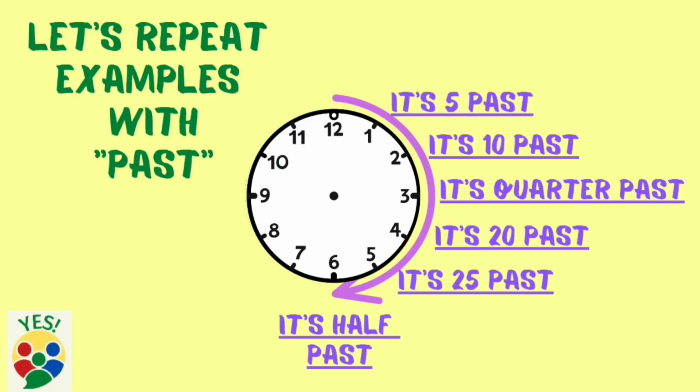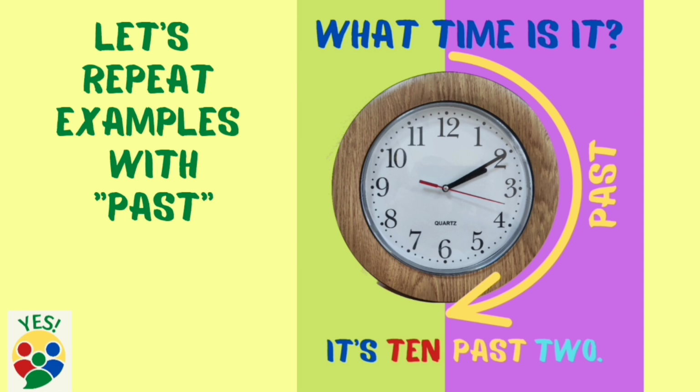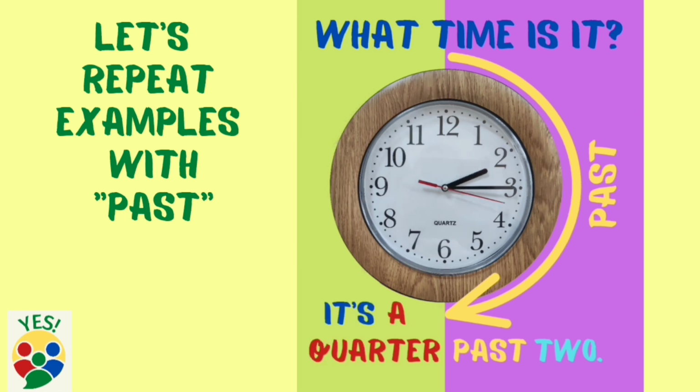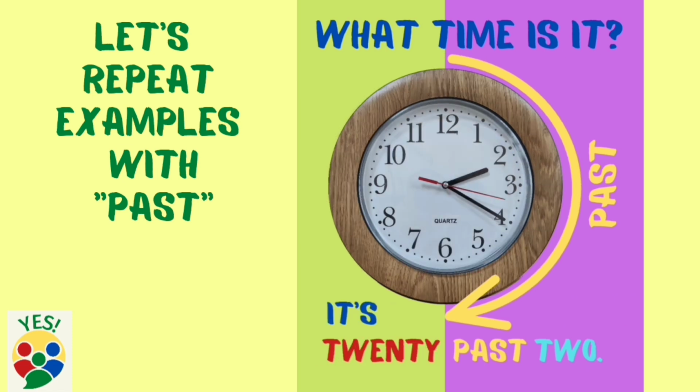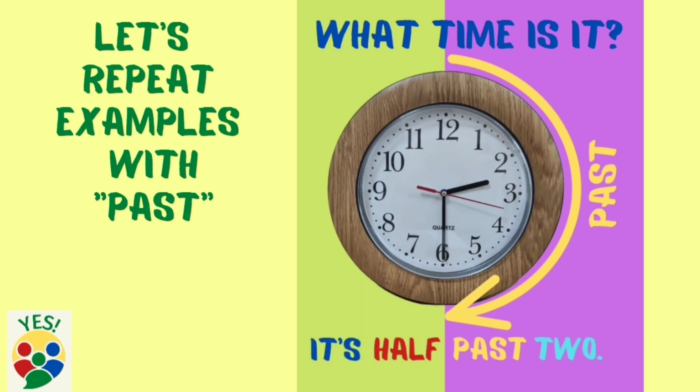Let's repeat examples with past. What time is it? It's 5 past 2. It's 10 past 2. It's a quarter past 2. It's 20 past 2. It's 25 past 2. It's half past 2.